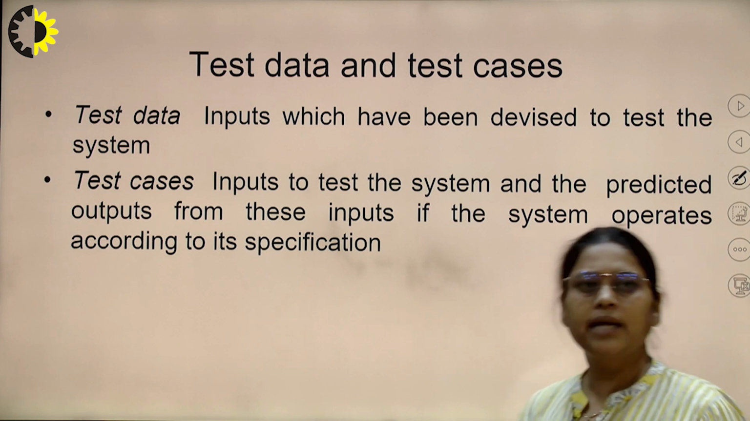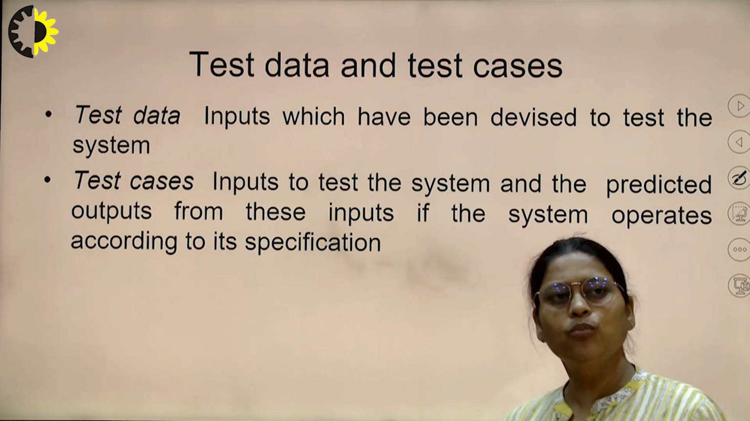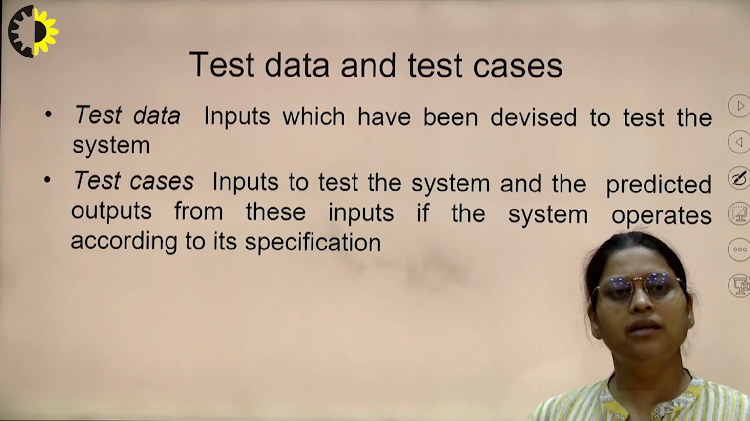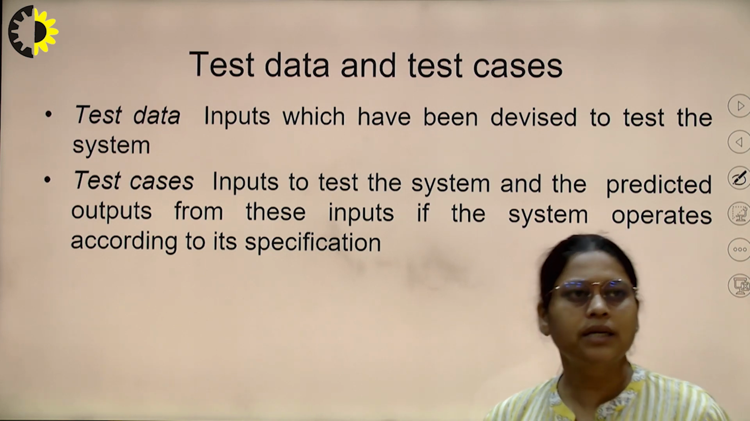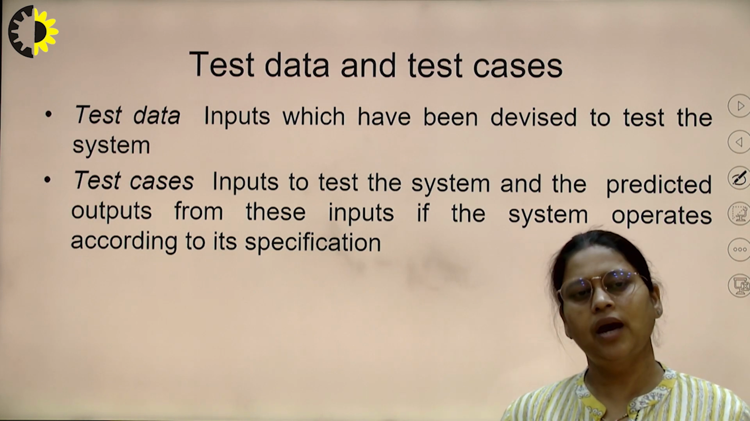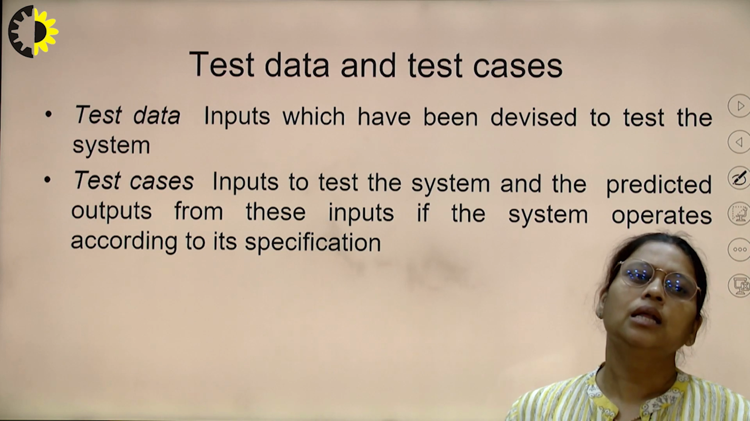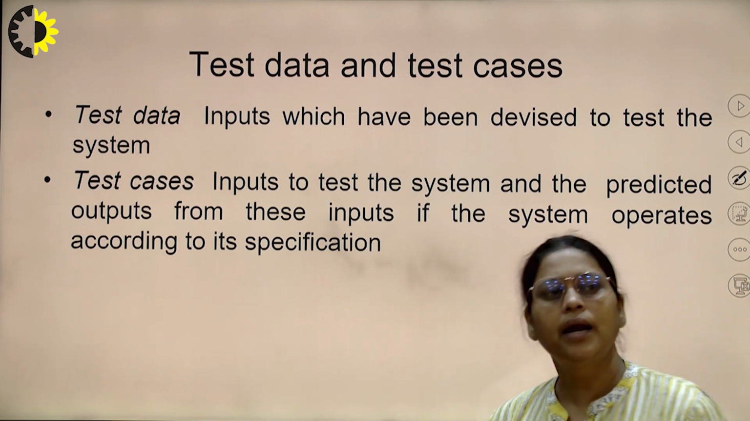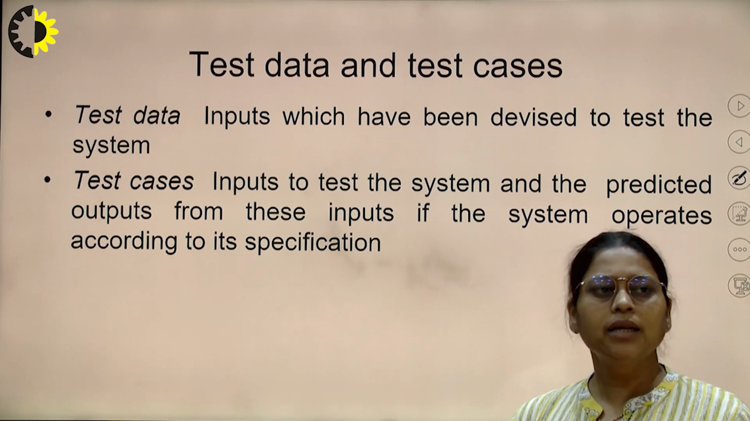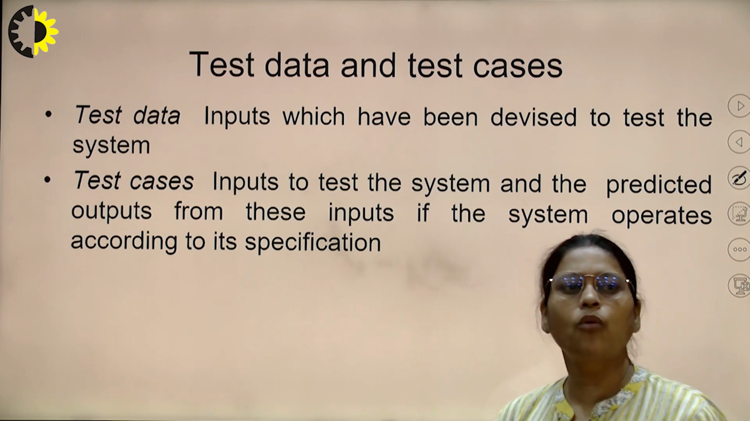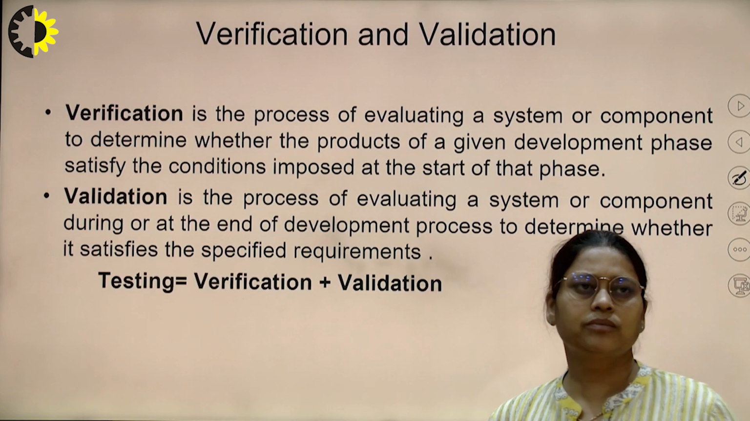Now, what are test data and test cases? Test data is input which has been devised to test the system. So test data is the data on which we perform testing. And test cases are inputs to test the system, and the predicted outputs from these inputs if the system operates according to its specification.